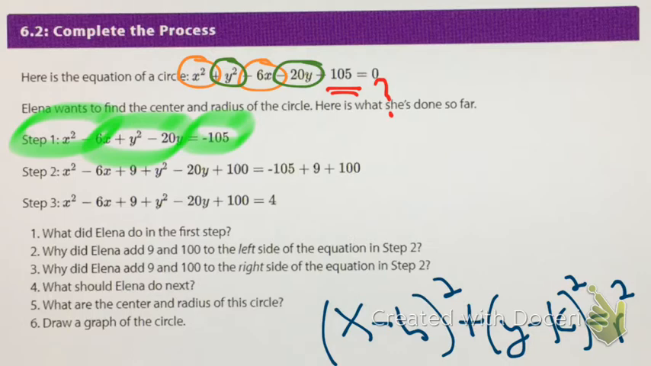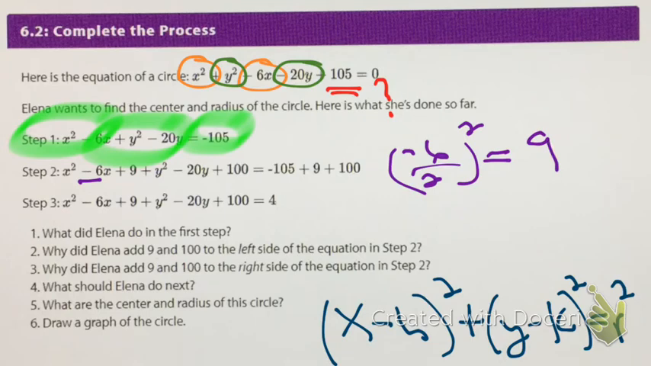And then if you're wondering what she did second, you can see over here off to the side, she took that minus 6 right there, and she cut it in half, and she squared it. So 6 divided by 2 is 3, and you square it, you get 9. And you notice that then she added that 9 right here to both sides. So it's added to the left side and it's added to the right side. And that, folks, is because we're trying to balance the equation.